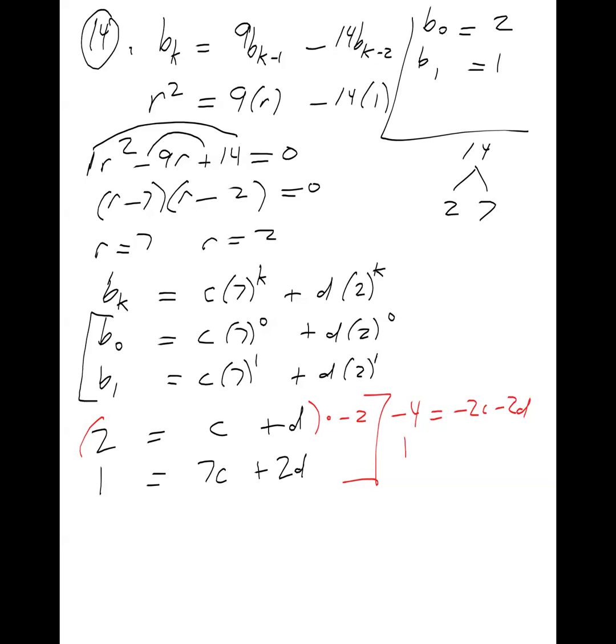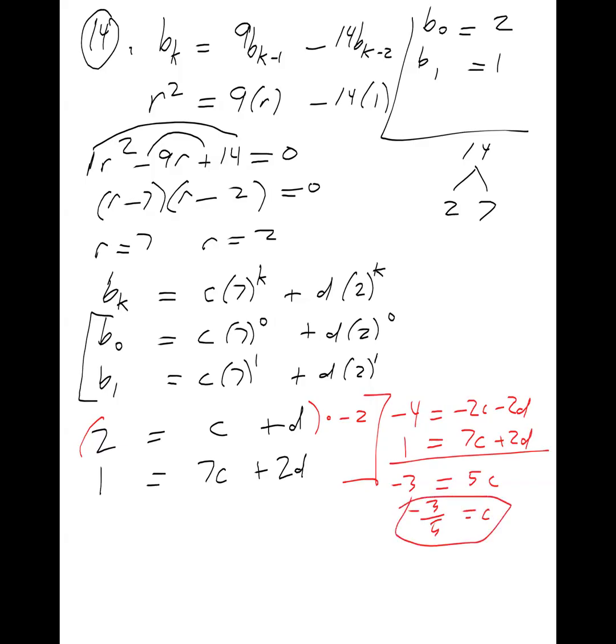And you're going to add that on to the bottom equation. So I'm writing the bottom equation down again. Add these up. So -4 equals -2C minus 2D. 1 equals 7C plus 2D. When you add them up, what do you get? You get -3 equals 5C, right? Then divide by 5. -3 divided by 5 equals C. So that's the value of C.